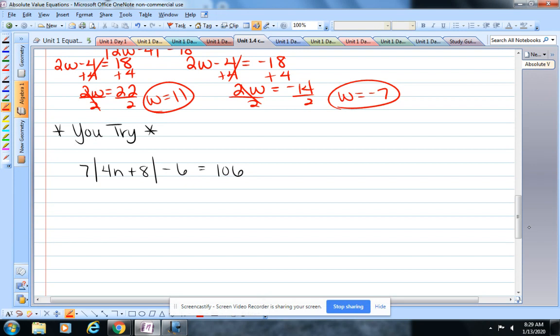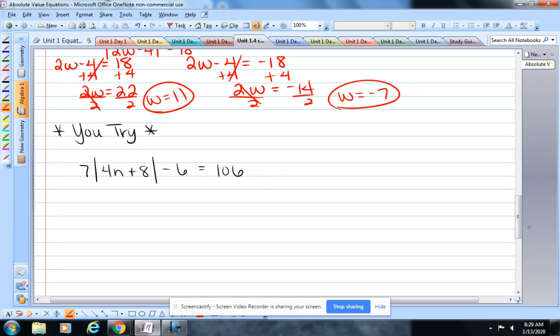Okay, so this is the absolute value equation, right? How do we know it's an absolute value equation? It's got absolute value bars in it and an equal sign, right? The 2 requirements to make it an equation and an absolute value equation.